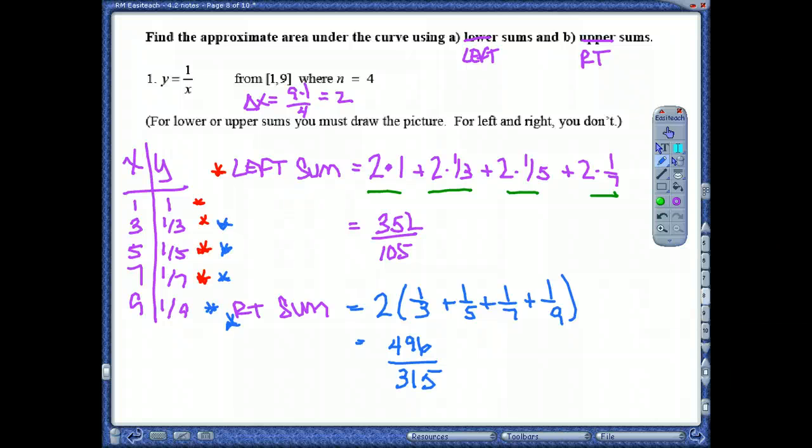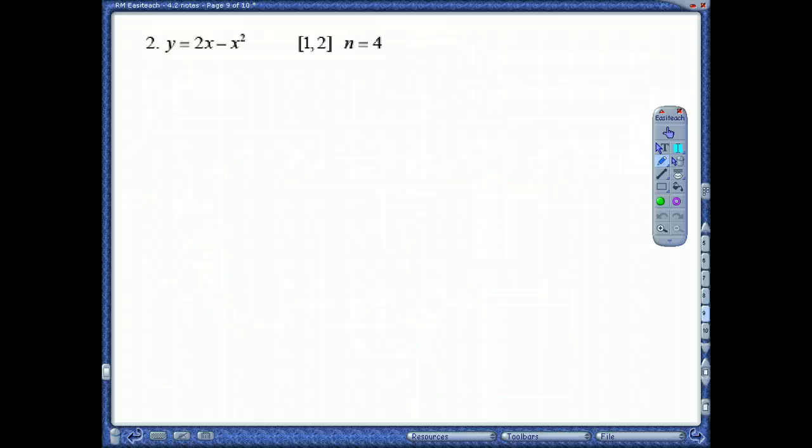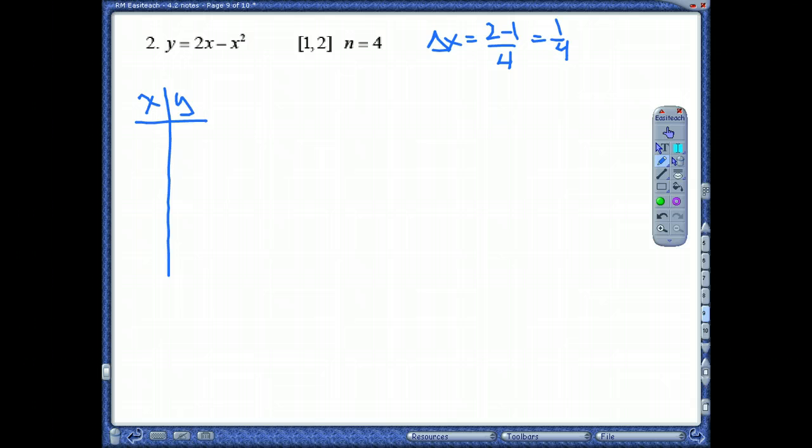Okay, let us do another. Once again, we're going to do left and right. This time, our delta x is going to be 2 minus 1 divided by 4. So delta x turns out to be 1/4. When we're making our little table of points so that we'll know what our y values are, we're going to start with our left endpoint, and we're going to add 1/4, and add 1/4, add 1/4, and add 1/4. You should end up exactly on that right endpoint. And once again, if your number of rectangles is 4, you should have 5 points.